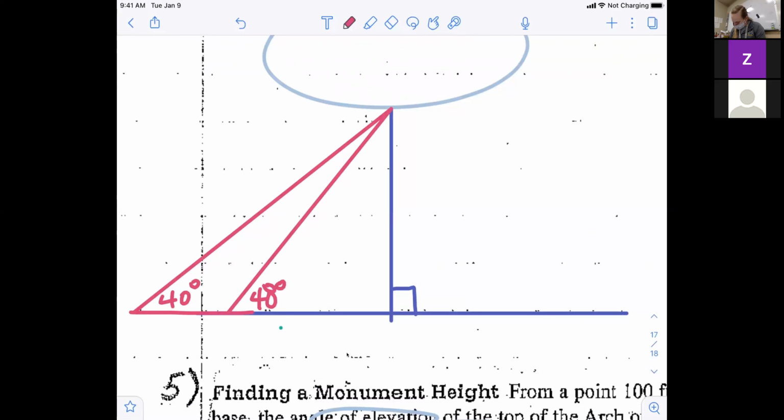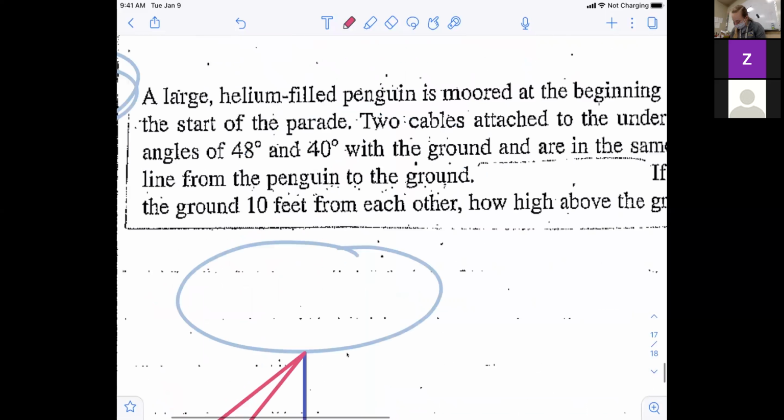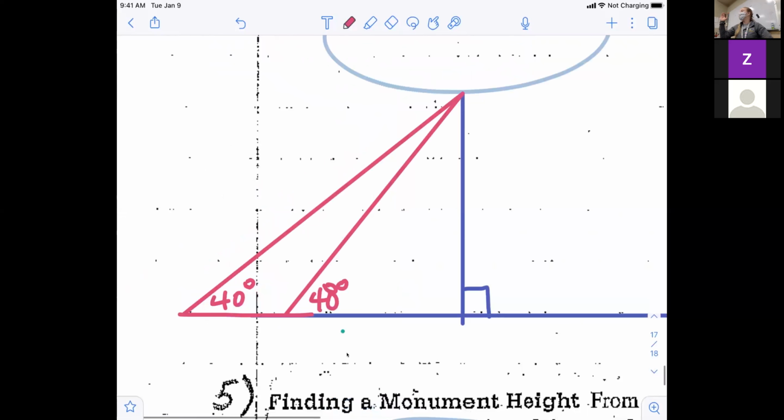Is it 48 or 46? No, 48 is right. So think about if you're somewhere far away, the angle is smaller to look to the top of that. And as you get closer, your angle gets bigger and bigger and bigger. So the bigger angles are closer to the item that we're looking at. The smaller angle, 40, is farther away, and the bigger angle is closer. Everyone okay with my drawing so far?